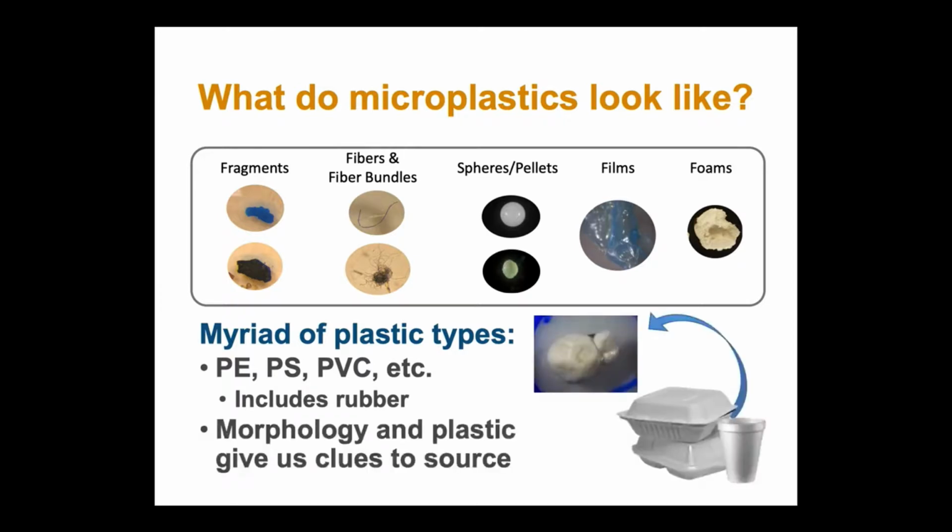So the morphology and the plastic type helps us to understand some clues as to possible sources. So when we see a polystyrene fragment in the surface water samples, we can start to infer possible sources of single-use polystyrene foam packaging containers.